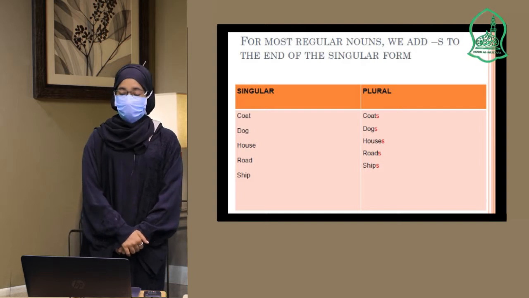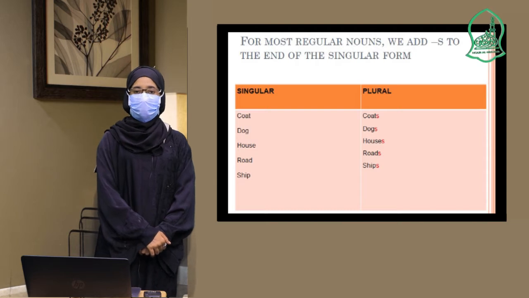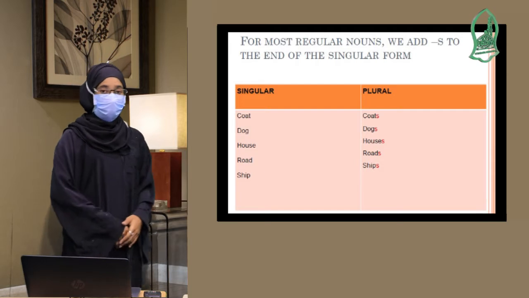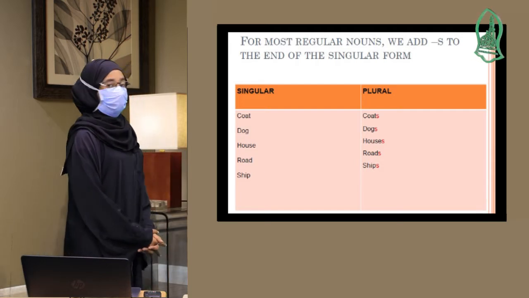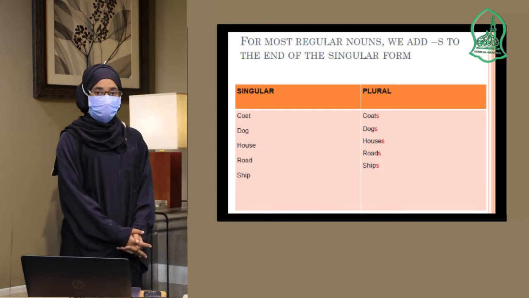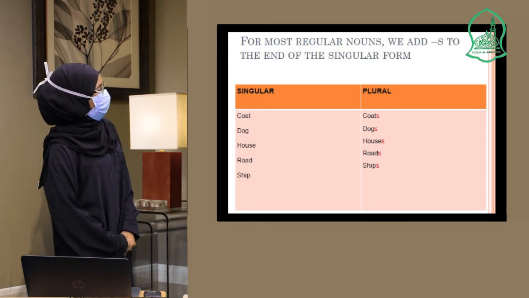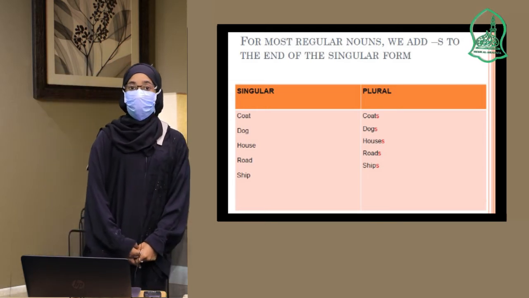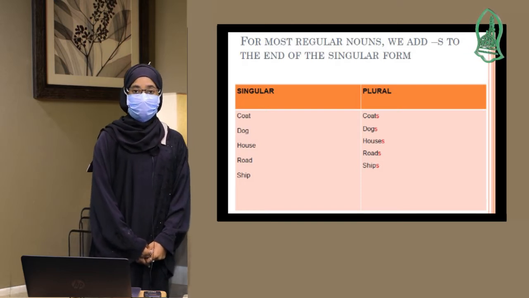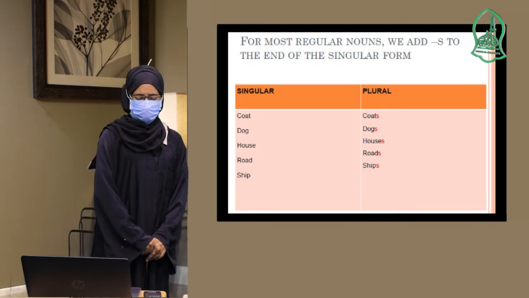For most regular nouns, when we are calling them regular, means the noun that they don't have difficulties in making a plural. So for most regular nouns, we are just adding s at the end of a noun to make it a plural. For example, coat, it is one. When we want to make it a plural, we are adding s, which is coats. That is one. We have the word dog. Dog, we're just adding s to make it a plural. This is very simple for most of the nouns.